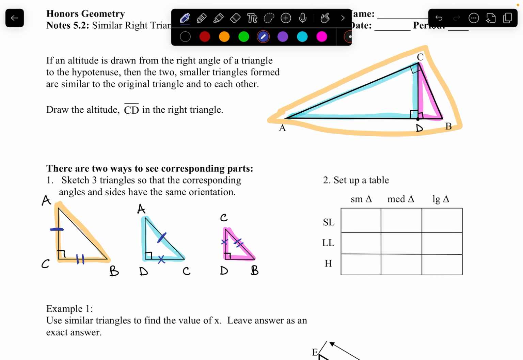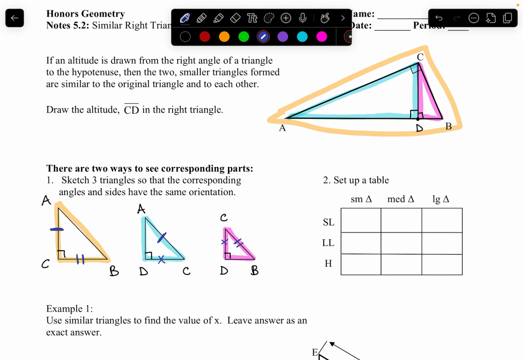So when you look at the three triangles drawn out individually, you can see that some parts of the small triangle are going to correspond to a different part of my hypotenuse. For example, CB is the leg of the large triangle, but it's the hypotenuse of the small triangle, okay? So because of this, we have three similar triangles.